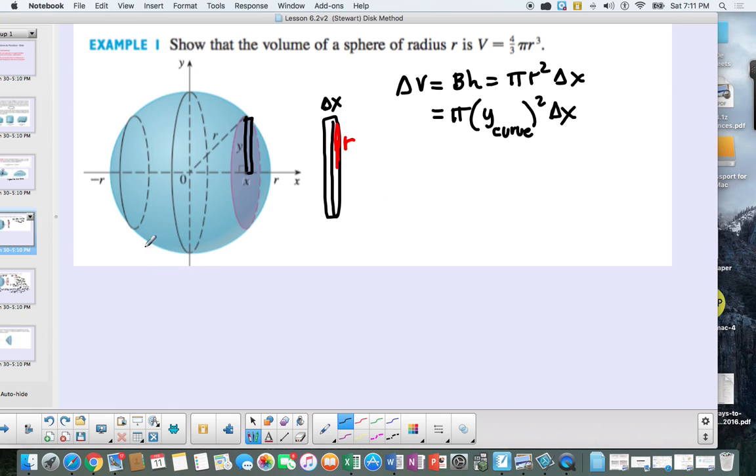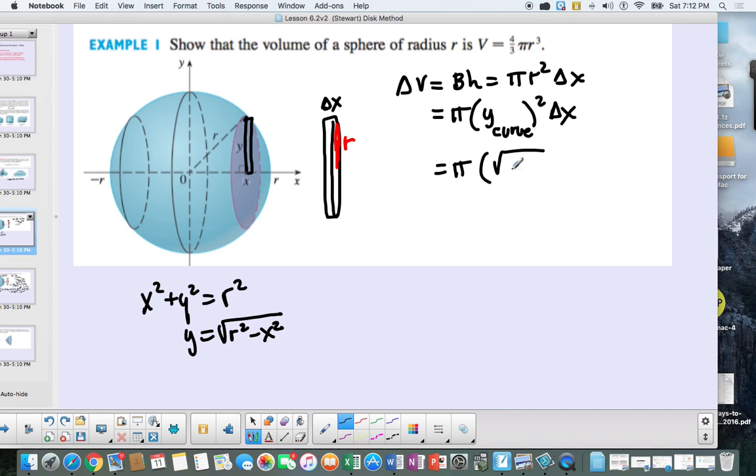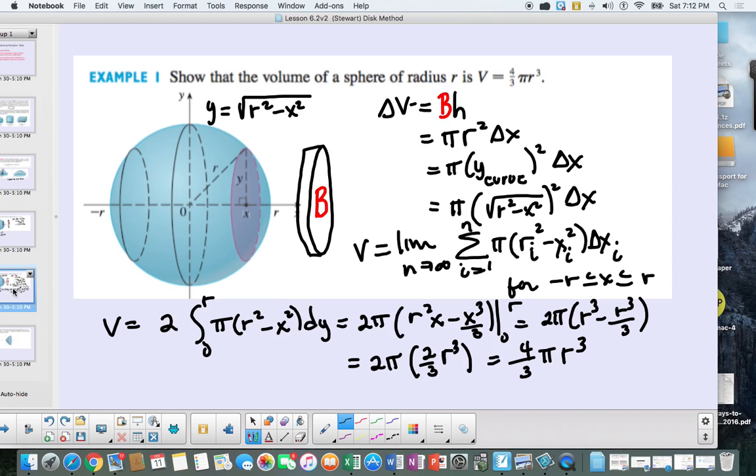Let's go to this. Now this is a circle, x squared plus y squared is equal to r squared, and when I solve for y, I'm going to have the square root of r squared minus x squared. So this will be the representation I put in for the y of the curve. Root r squared minus x squared, quantity squared, delta x. Let's go to the next slide to see how I finish the problem.